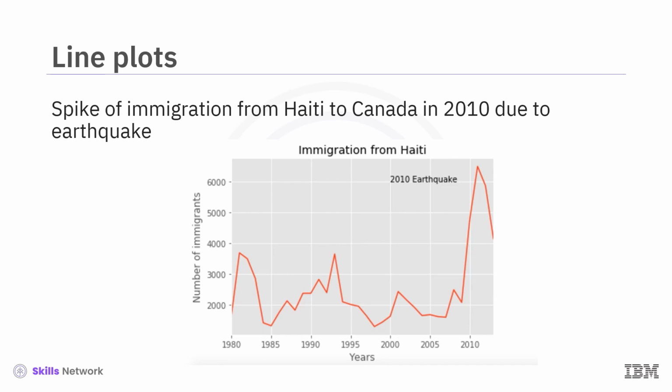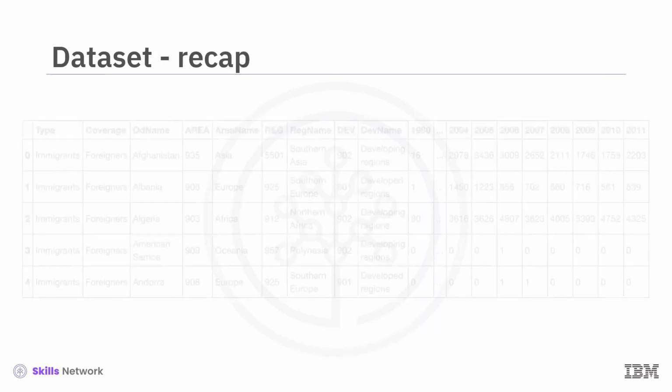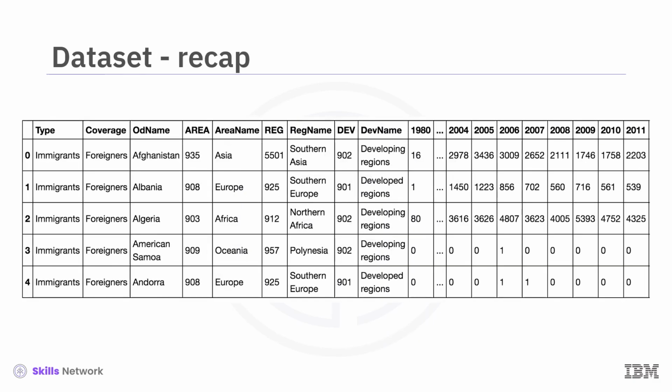Now, how can we generate this line plot? As we briefly mentioned in an earlier video, with Matplotlib, all we have to do is call the plot function on the Pandas data frame or series containing the data of interest. Before we go over the code to do that, let's do a quick recap of our data set.